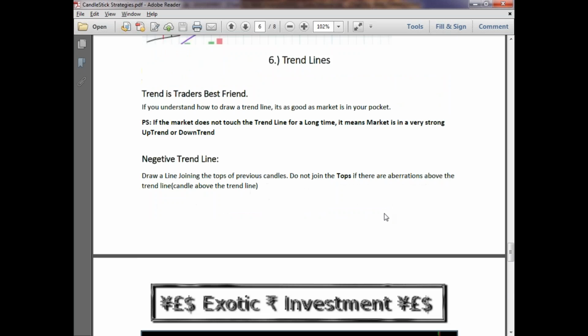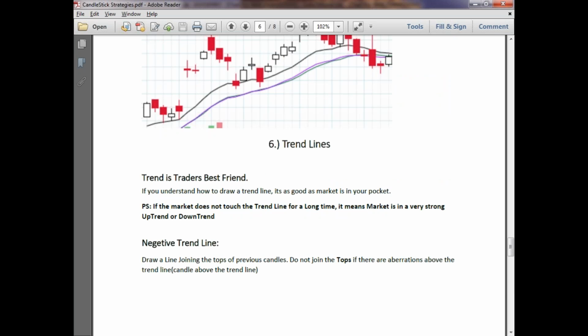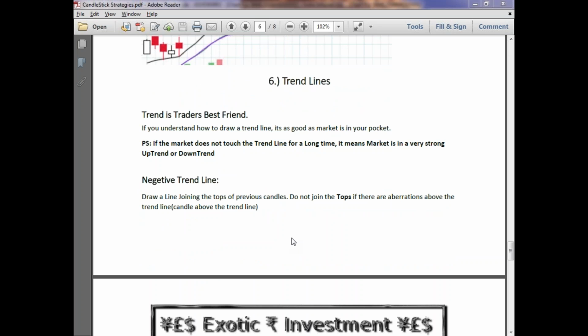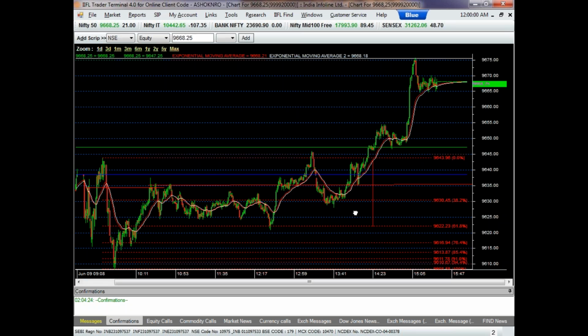So how to draw a trend line? A trend line is drawn by joining the highs when it is a lower trend line which you have to draw, and when it is a positive trend line, you will be joining the lows. Okay, lows of the market. That is what you do when you're drawing a positive and a negative trend line. Okay, so let us show you how to draw a trend line.